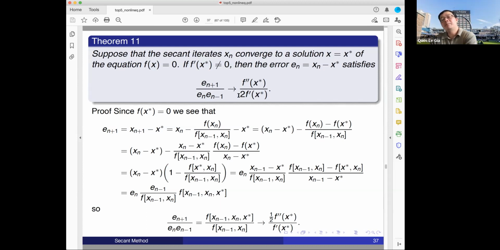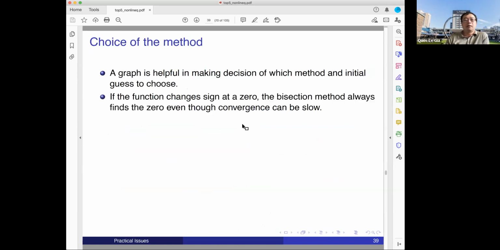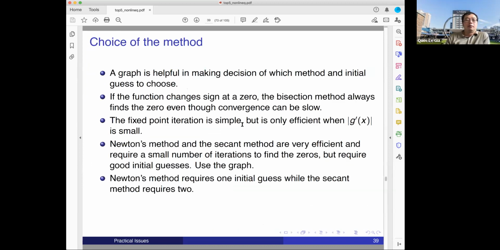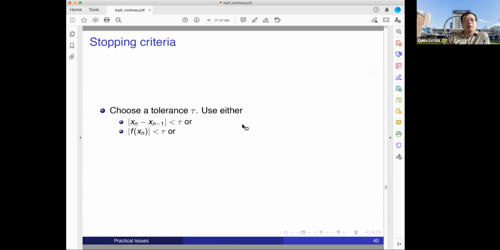Yeah, between 1 and 2, right? Because it's going to be slower than Newton method, so it's less than 2, but it will be faster than fixed point iteration, because you have an extra term here, e_{n-1}, so it will be between 1 and 2. Okay, so it's a very good guess, and that is exactly what it is.